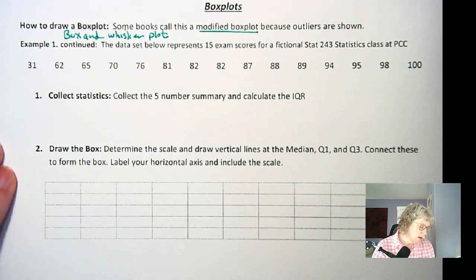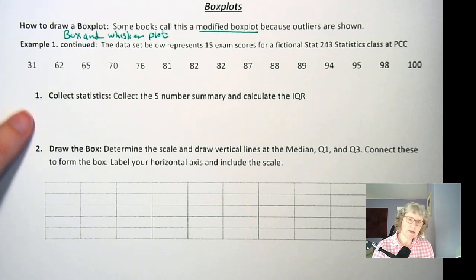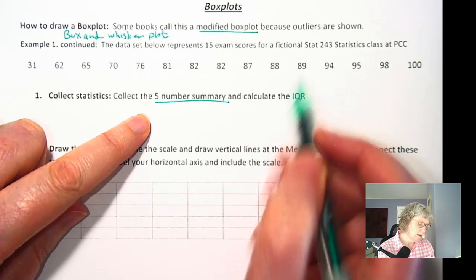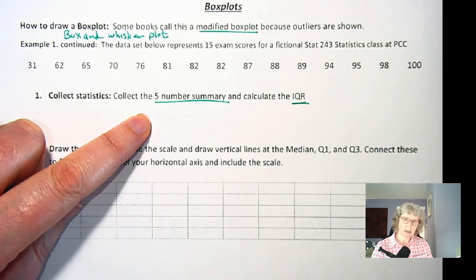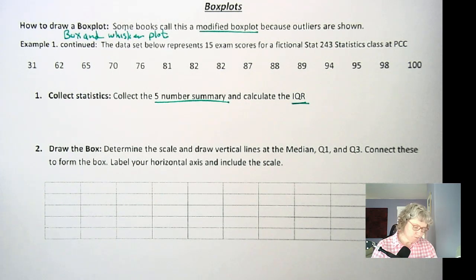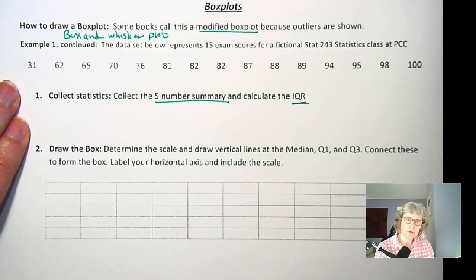Okay, so we have our set of data here, and we've got the steps outlined. So let's follow the steps. Step 1 is to collect your statistics. So this is based on the 5-number summary. And then we also will want to know the IQR. So this is a good opportunity to practice our 5-number summary again, just to get a better idea of what it means and how to do it.